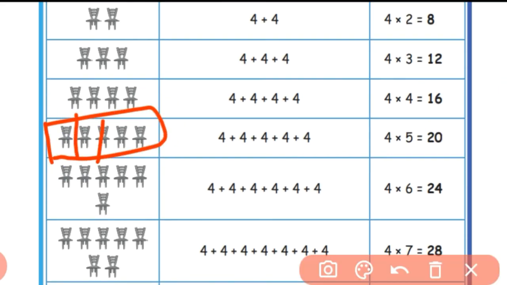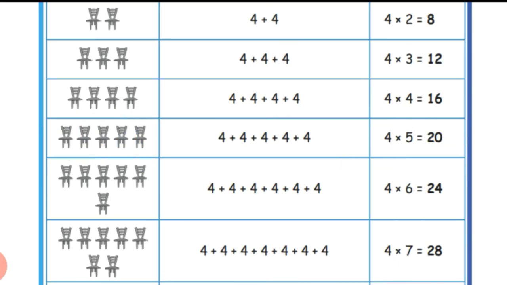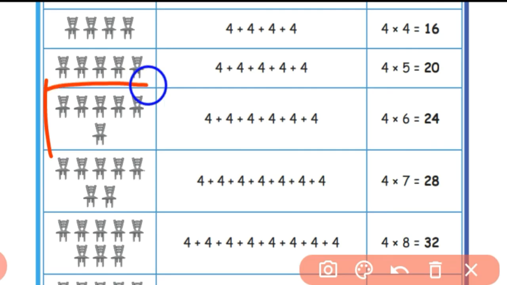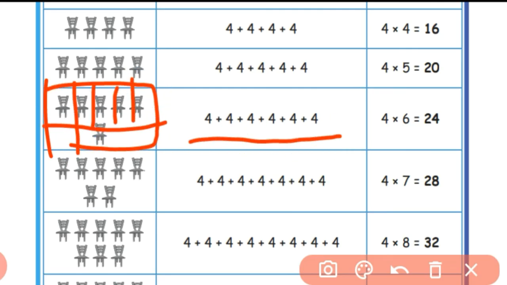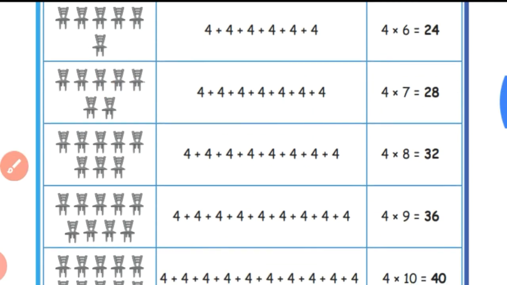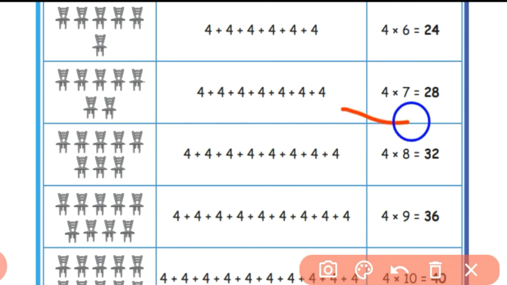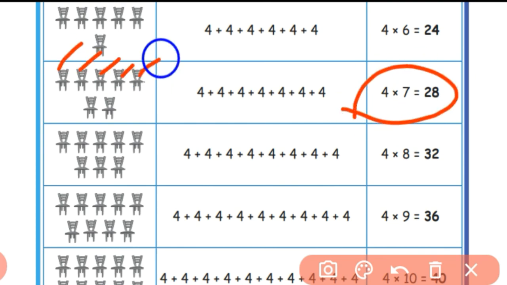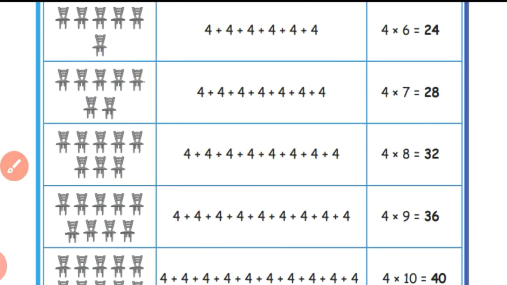Next, 4 into 5 is equal to 20. Next, 4 into 6 is equal to 24. Next, 4 into 7 is equal to 28. 1, 2, 3, 4, 5, 6, 7. So, number of legs is 4 and number of chair is 7. So, total number of legs is 28.